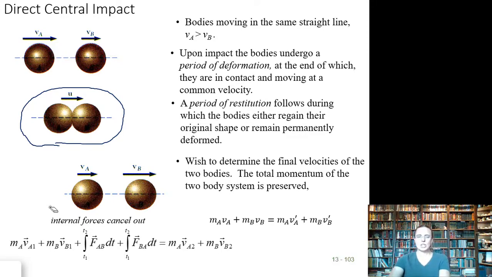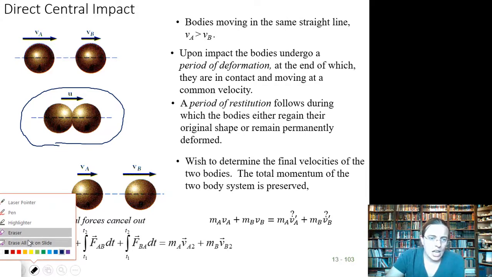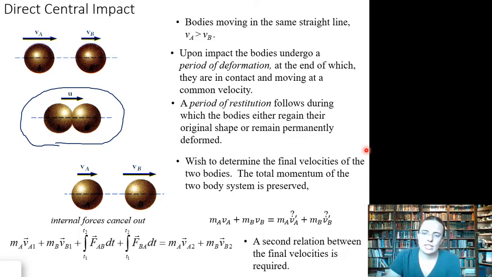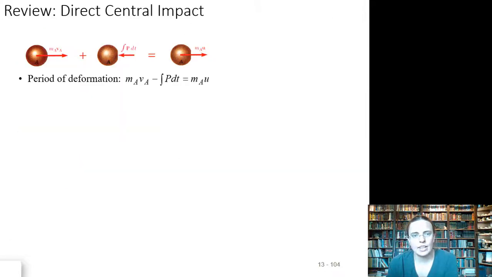Okay, so let's say we know the incoming velocities and we don't know the outgoing velocities. And we'll denote those outgoing velocities with this little tick mark at the end. We need another equation then, right? Because we have two particles and two different velocities coming out of it. So this is where we're going to get into the coefficient of restitution for our second equation.